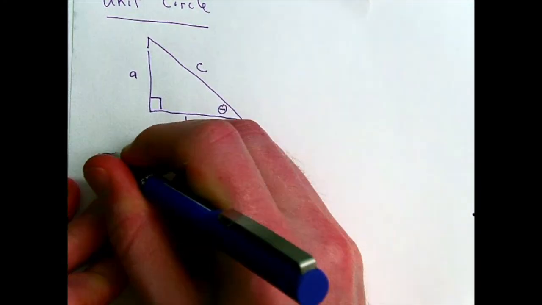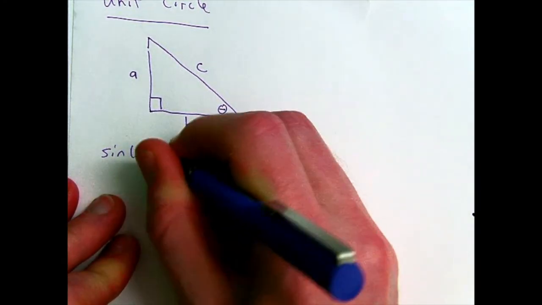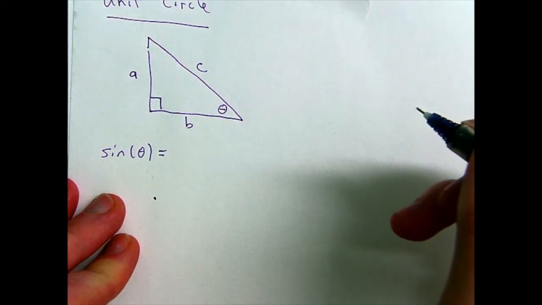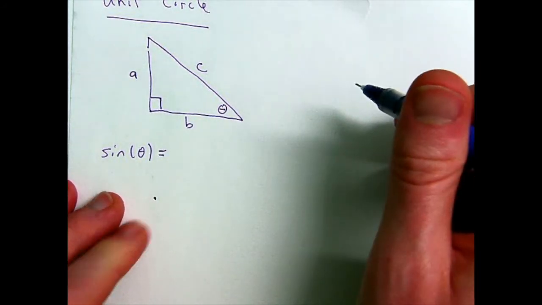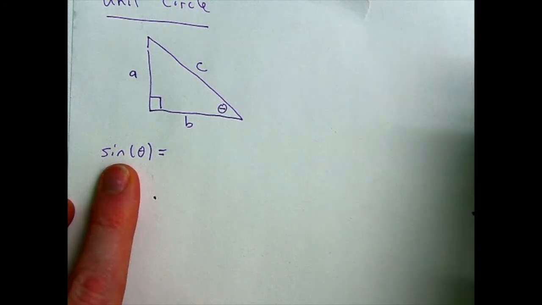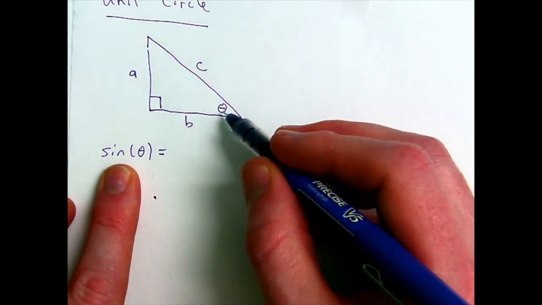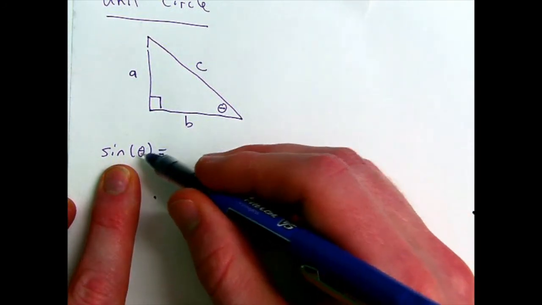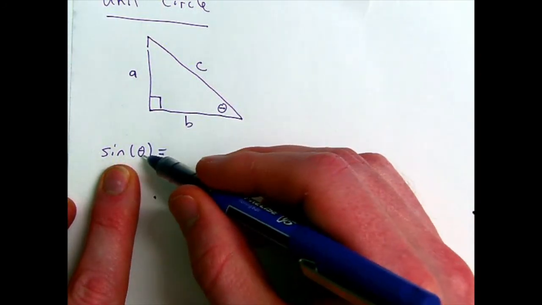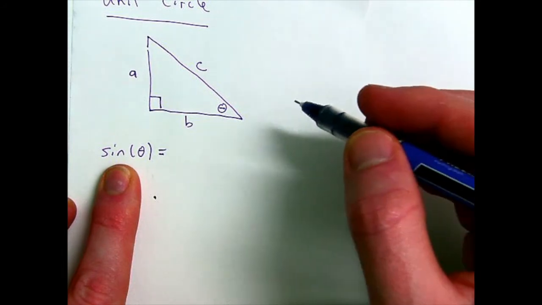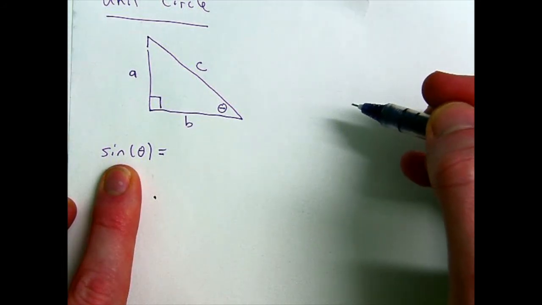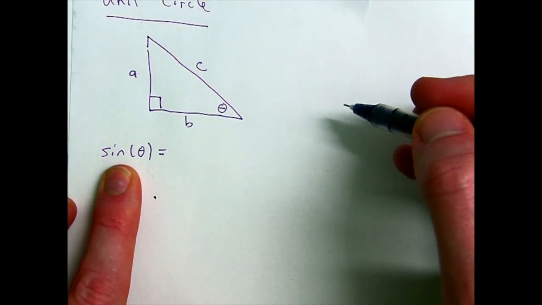Then the sine of theta is defined to be what? So basically the trig functions, if you remember, are functions which accept an angle as an input. As you can see, I'm inputting the angle theta into my sine function. They accept an angle as an input, and they produce a ratio of sides as an output.